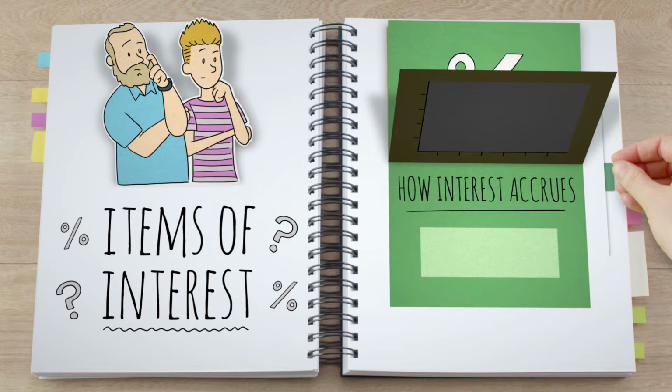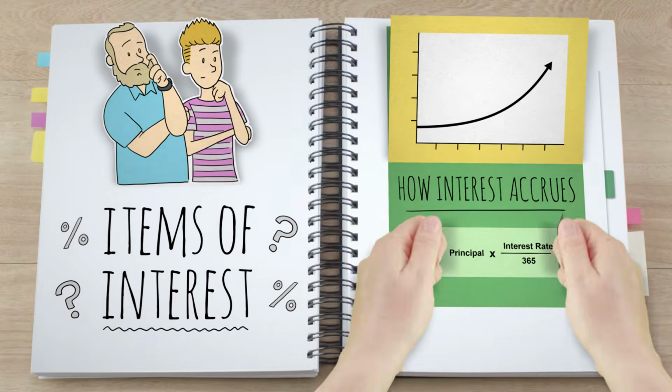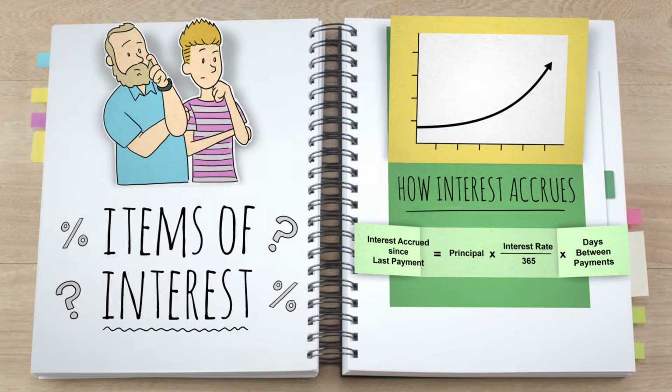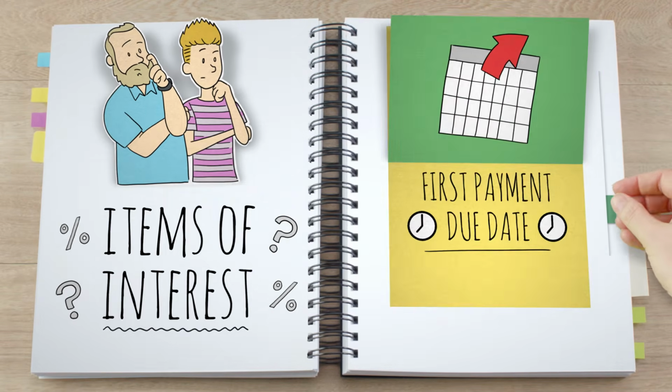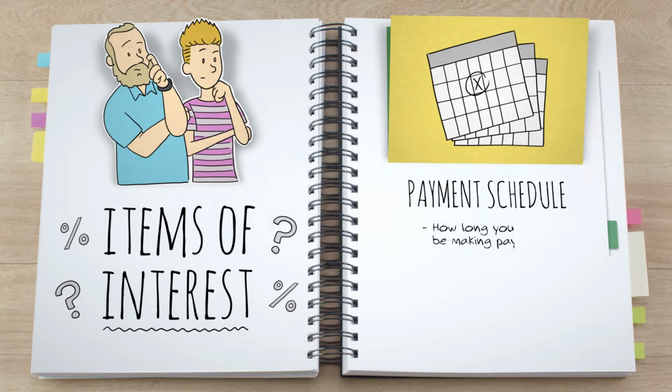How the interest accrues, which is typically calculated daily for student loans. Interest on student loans accrues through a simple interest calculation. When your first payment is due. This can vary as there are different repayment options depending on the type of student loan taken out. And your payment schedule, so you know how long you will be making payments if you are just making the minimum monthly payment.